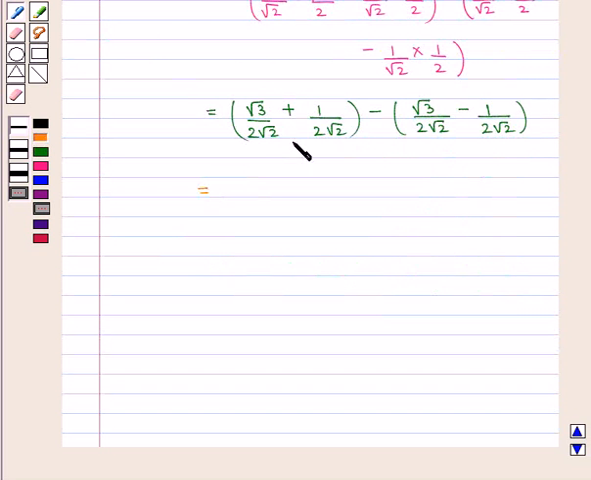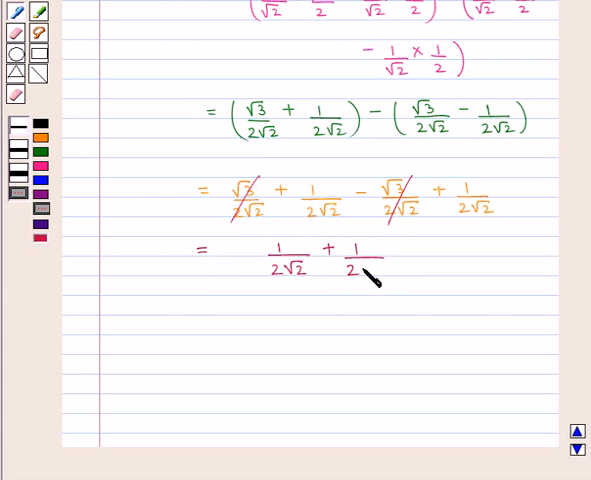Now we'll open the brackets and we get square root of 3 upon 2 into square root of 2 plus 1 upon 2 into square root of 2 minus square root of 3 upon 2 into square root of 2 minus of minus 1 upon 2 into square root of 2 is plus 1 upon 2 into square root of 2, and this is equal to 1 upon 2 into square root of 2 plus 1 upon 2 into square root of 2.